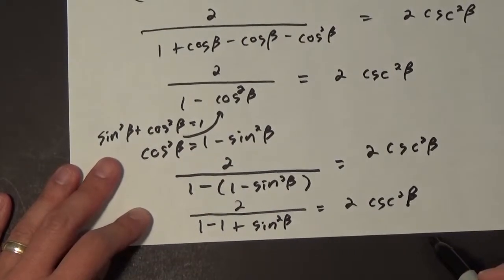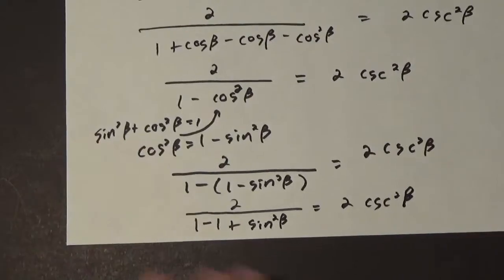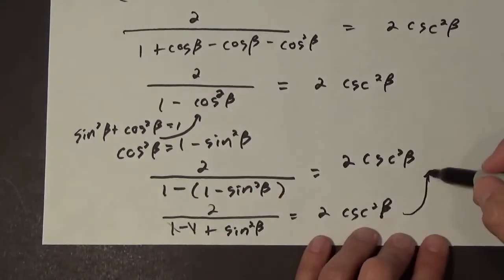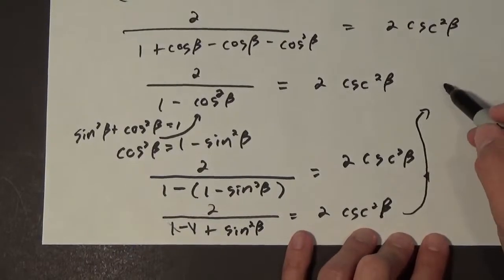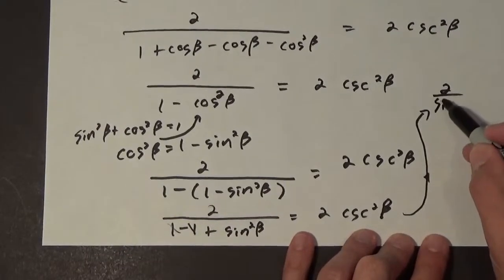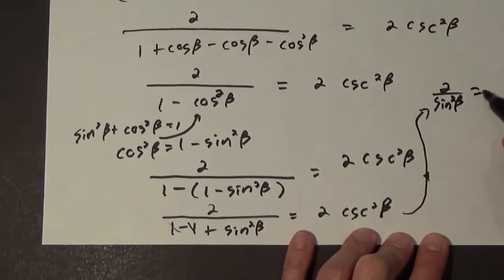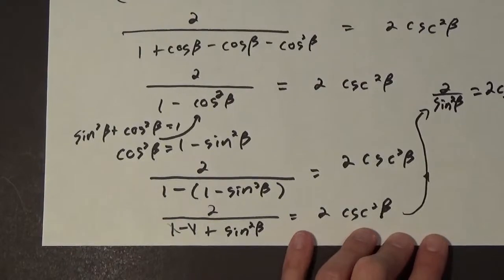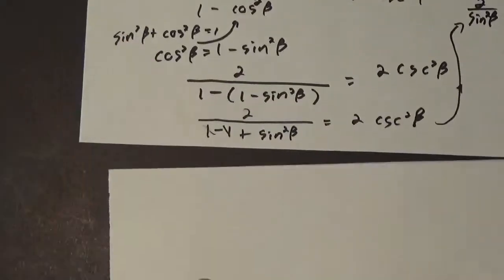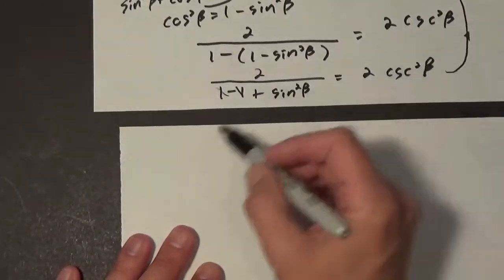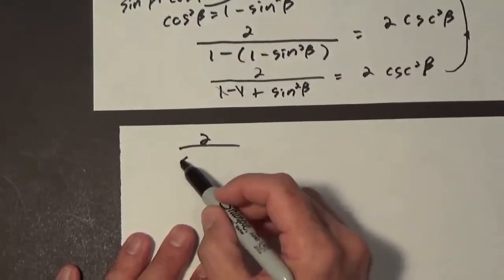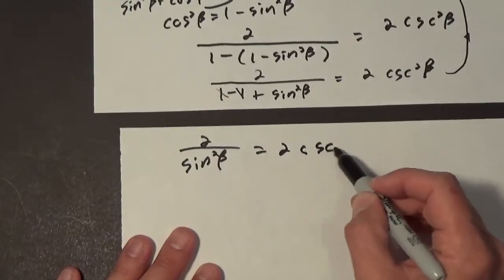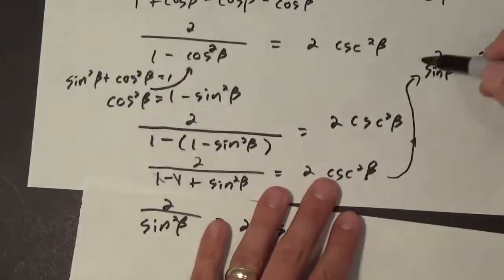These ones cancel out, and we end up with 2 over the sine squared of beta equals 2 cosecant squared of beta. Actually, that's not enough room. I'm getting another sheet of paper here, just a small one. So to rewrite that again, it's going to be 2 over the sine squared of beta equals 2 cosecant squared of beta. Go ahead and scratch that out.